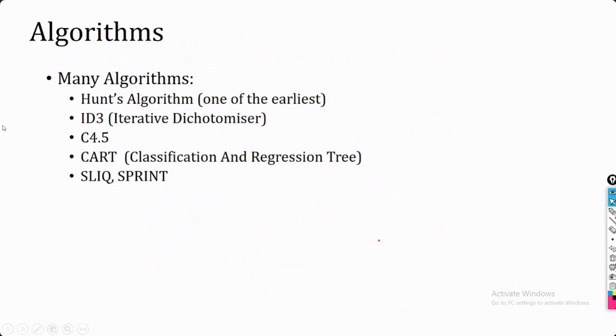In order to make a tree, we have different algorithms. Hunt's algorithm is one of the basic algorithms which is used in all of the others. Next, we have ID3, C4.5, CART, SLIQ, SPRINT. These are some of the algorithms we use for a decision tree, and in this decision tree module, I'm going to cover some of them.